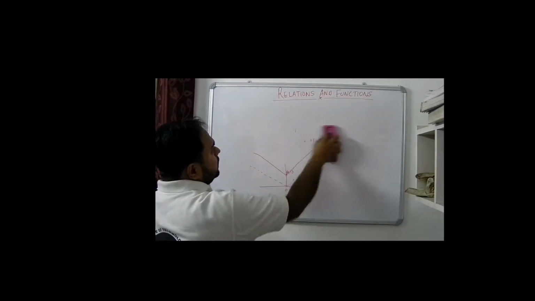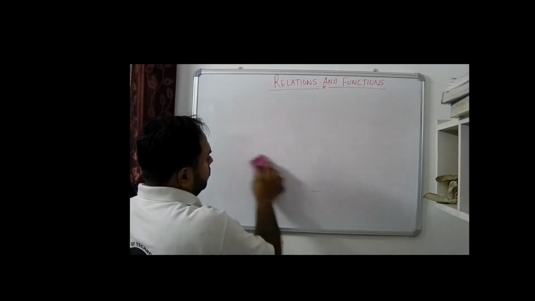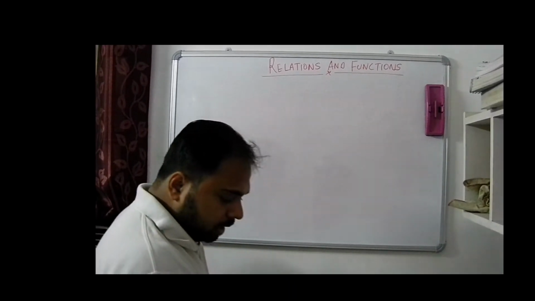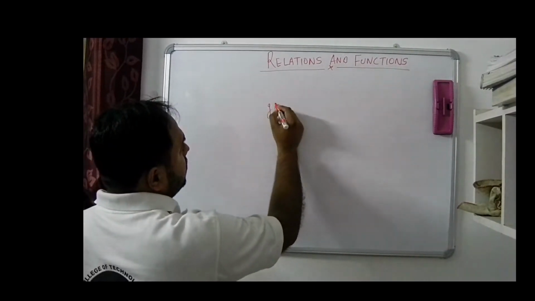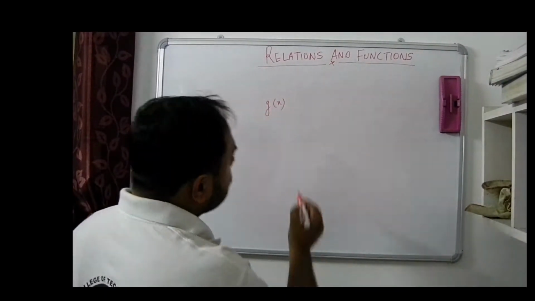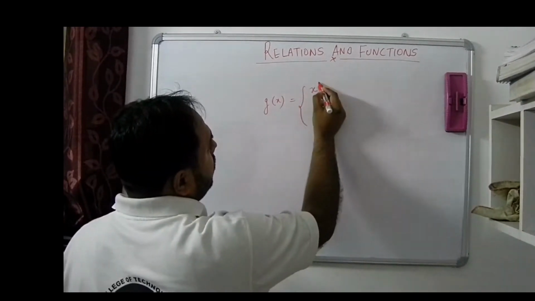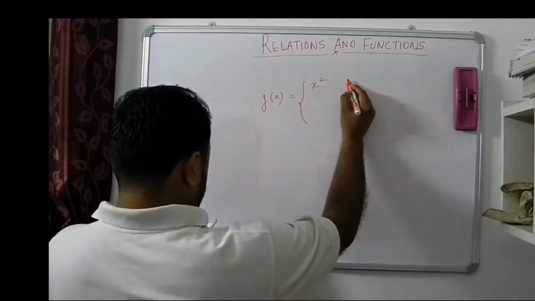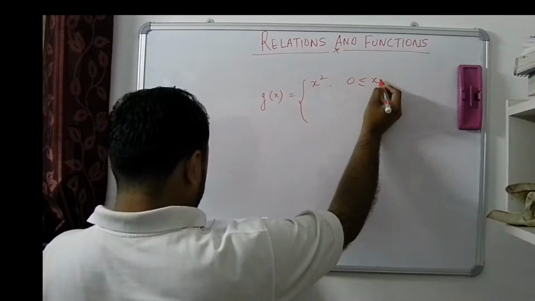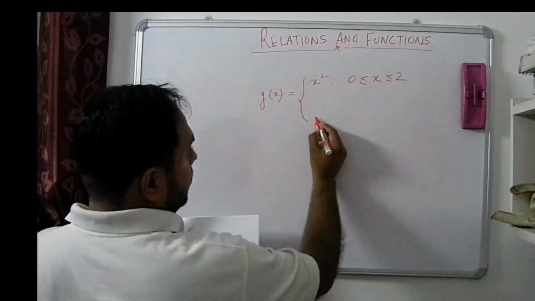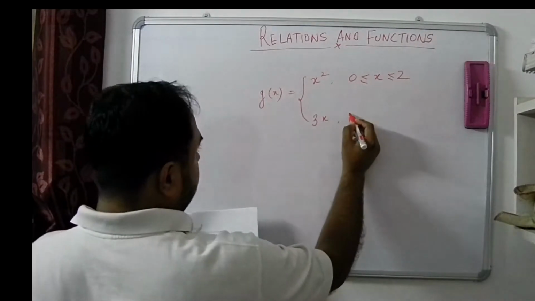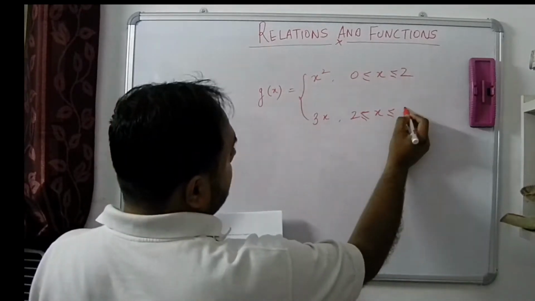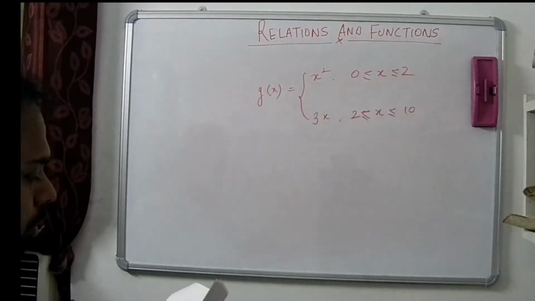In addition, let me just see if there are some good problems to be solved, which are not already solved. So suppose they are giving this g of x, right? They are saying g of x is equal to x square for x greater than or equal to 0 and less than or equal to 2, and it is equal to 3x for x greater than or equal to 2 and less than or equal to 10, right?